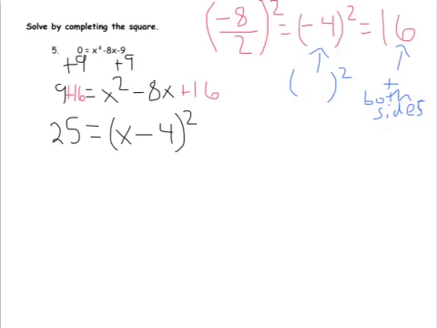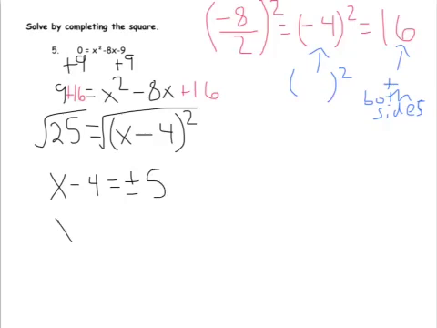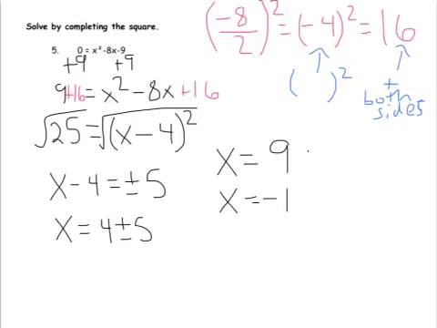Alright, now I can finish out the problem. I can solve by taking the square root. So I'm going to have x minus 4 equals, and I like to put it over on the left side now, usually that's how we see it, plus or minus 5. So I'm going to have x equals 4 plus or minus 5. So I have to think about it in two ways. x equals 4 plus 5, which is 9, and x equals 4 minus 5, which is negative 1. And those are my two solutions.